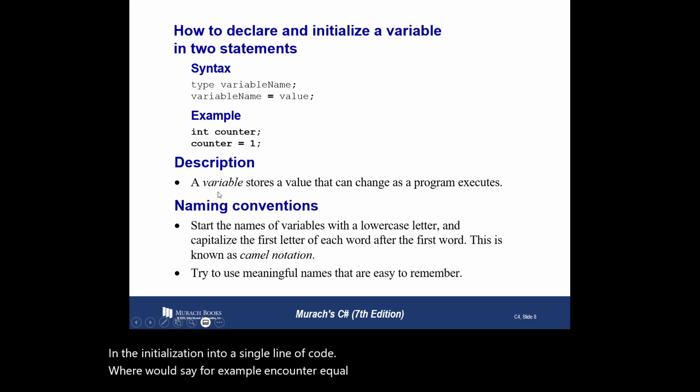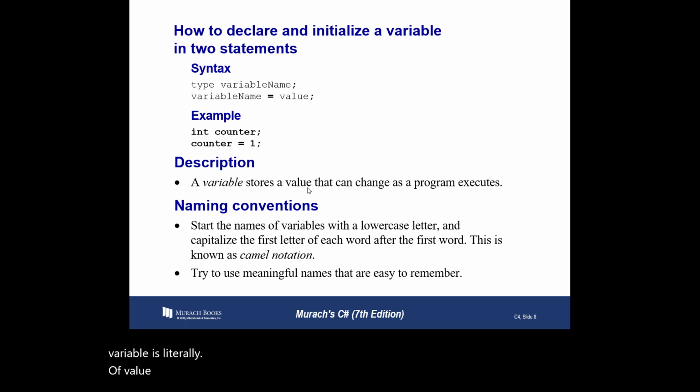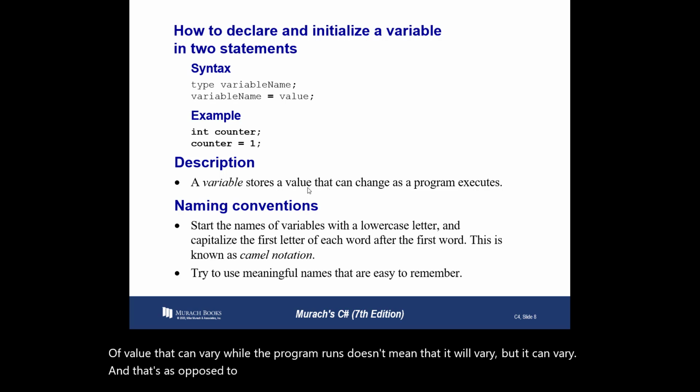Okay? So these are variable declarations, and a variable is literally a value that can vary while the program runs. Doesn't mean that it will vary, but it can vary. And that's as opposed to a constant that typically once you set it, it's set and then it's done. You can't change it.